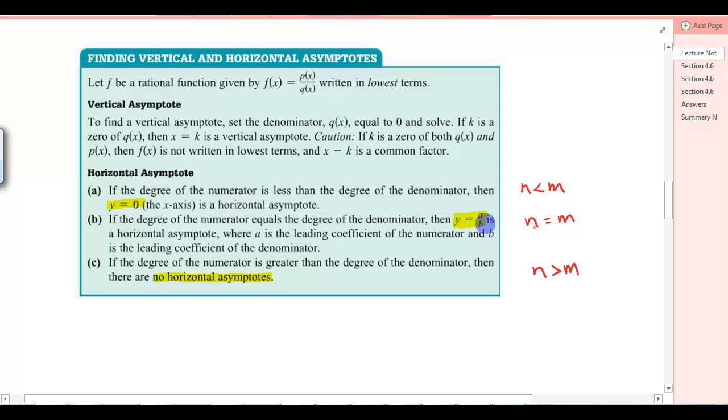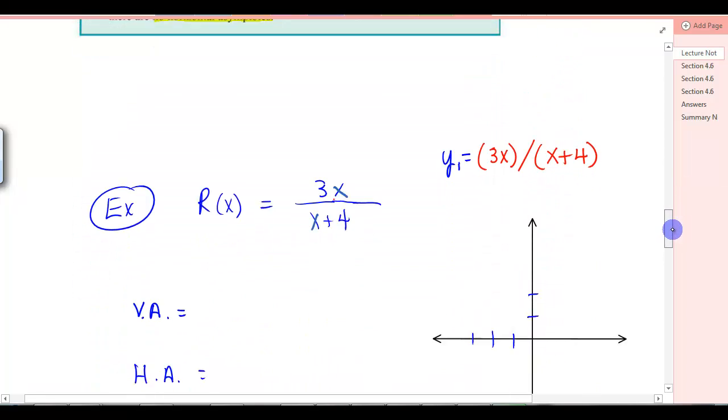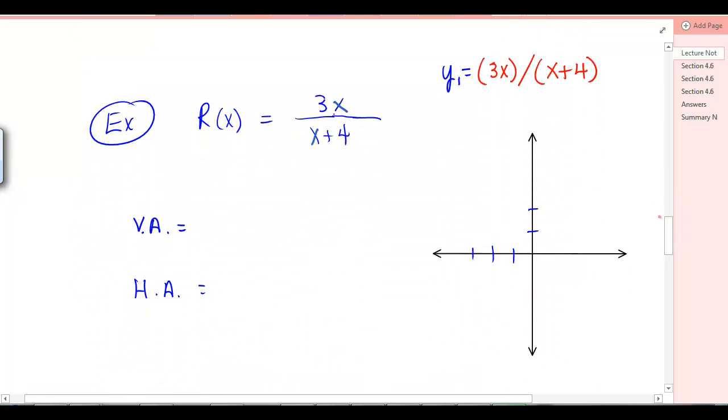If the degree of the top equals the degree of the bottom, then y equals a over b, where a is the leading coefficient of the top and b is the leading coefficient of the denominator. If n is greater than m, the degree of the top is greater than the degree of the bottom, then there are no horizontal asymptotes. So you have 3 options for this horizontal asymptote, and we're going to do practice on all of that, so it'll be more familiar.